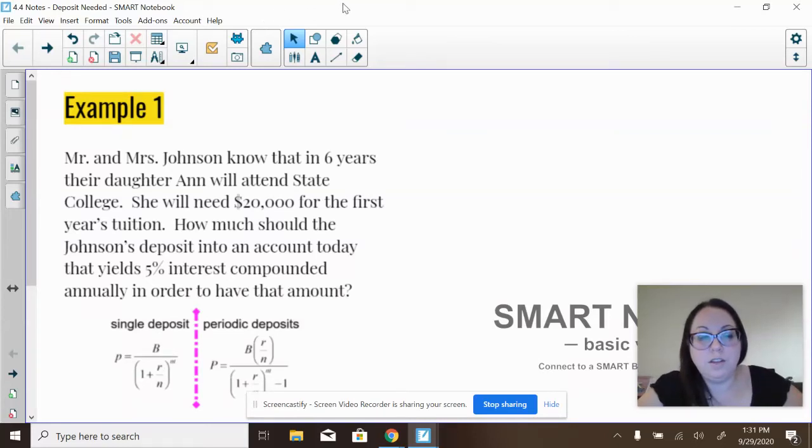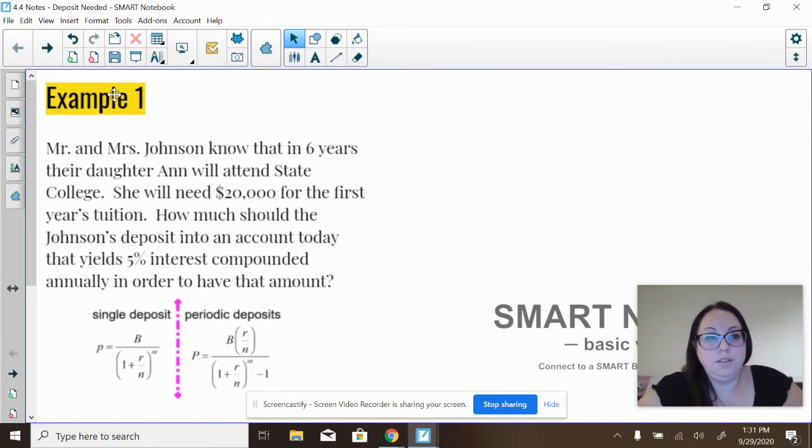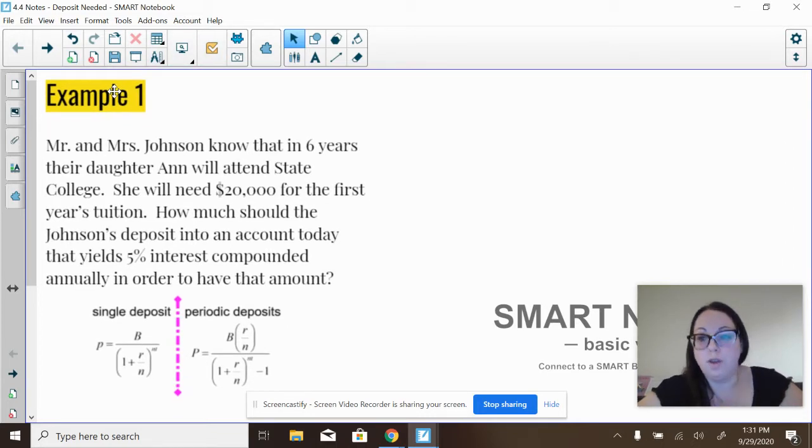Okay, so we're going to take a look at example 1, and we are going to determine what our better option is, or what the correct option is for finding the answer to this question. We're given a balance amount that needs to be saved by a specific amount of time. We know the interest rate, but what we don't know is the deposit amount. And so we're going to find that missing deposit amount, whether that's a periodic deposit or it's a single deposit.